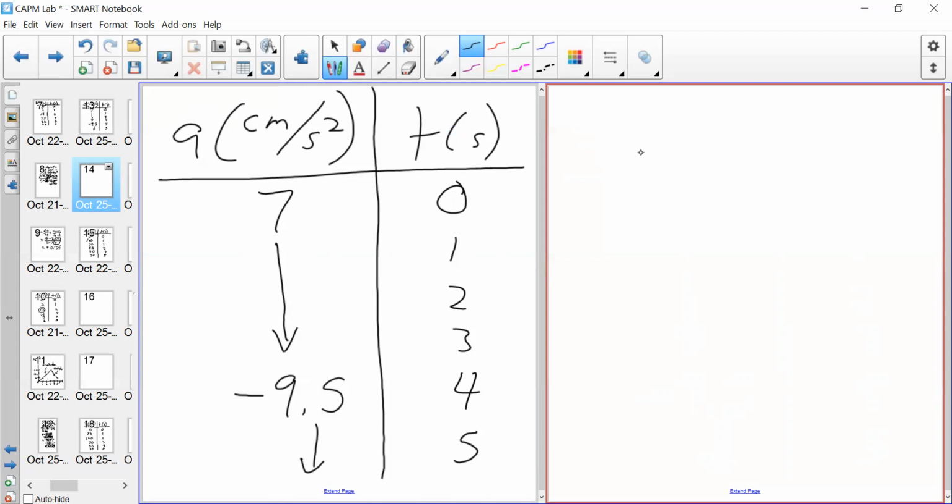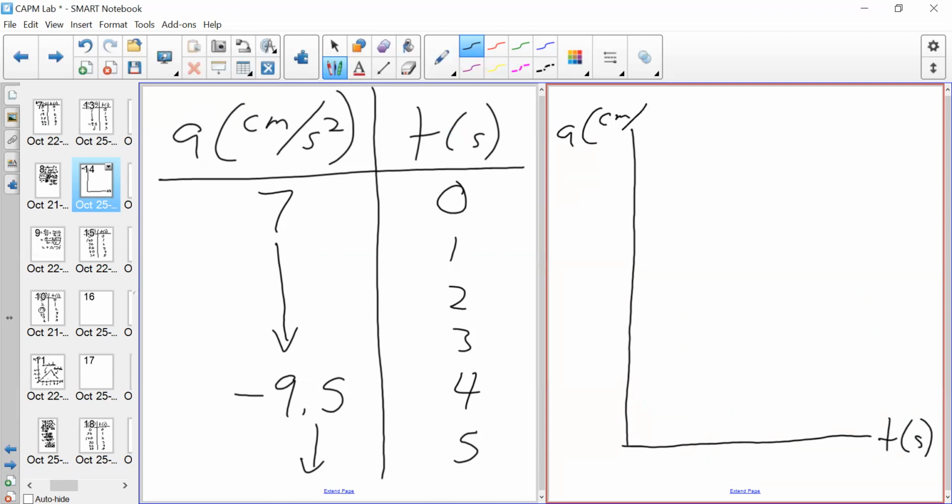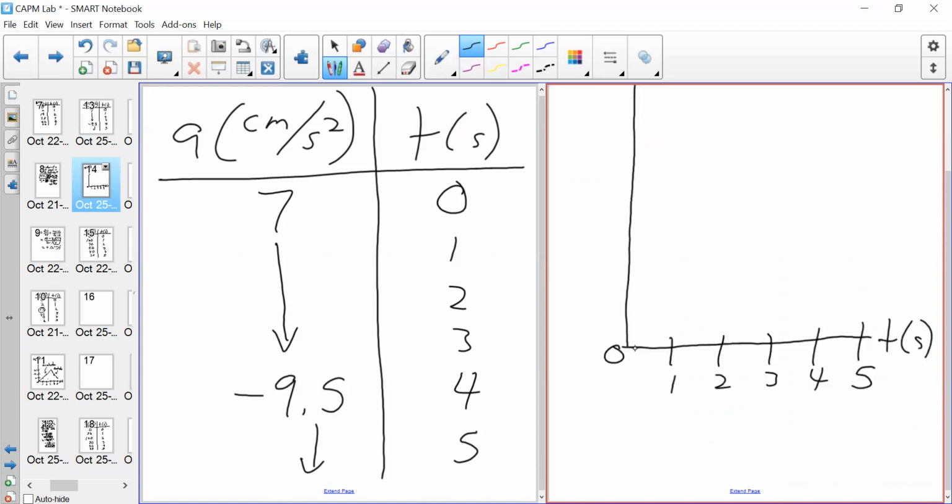So now let's go ahead and graph. Time in seconds, acceleration in centimeters per second squared. Now I want you to label your graphs just like this. Put the symbol and the units that it's measured in, acceleration measured in centimeters per second squared, time in seconds, no shortcuts. Okay, here's 0. So 1, 2, 3, 4, and 5. Okay, so we have a value of, I'm going to extend this because I got a negative.